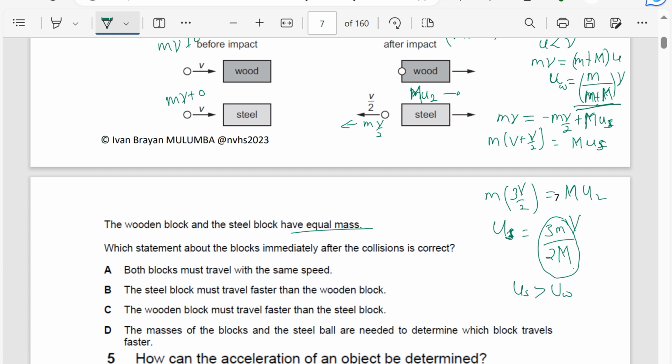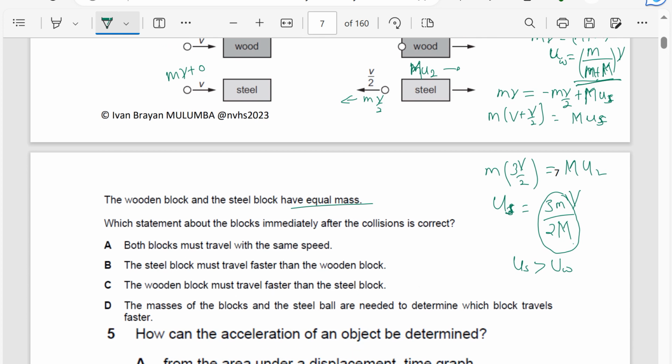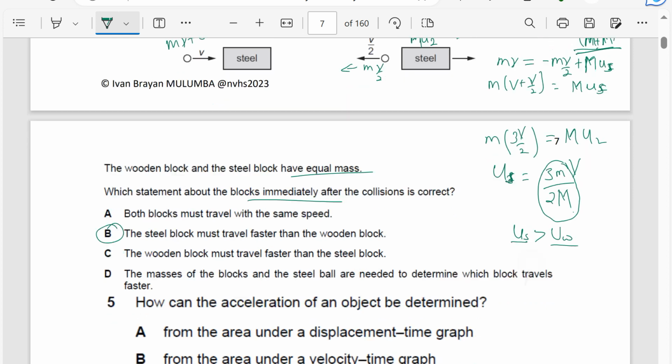So let's see the answers. Which statement about the blocks immediately after the collisions is correct? Both blocks must travel with the same speed, not at all. us is bigger than uw. The steel block must travel faster than the wooden block, so the answer is B. us, the speed of the steel, is greater than the speed of the wooden block.